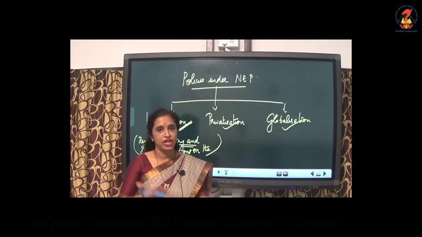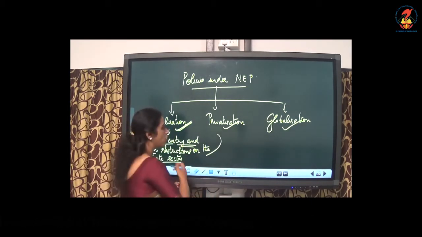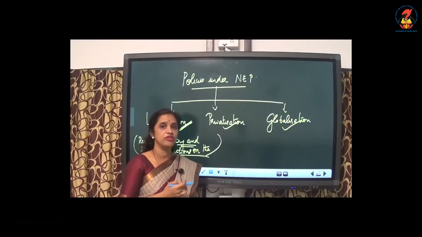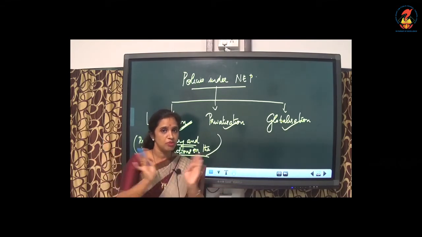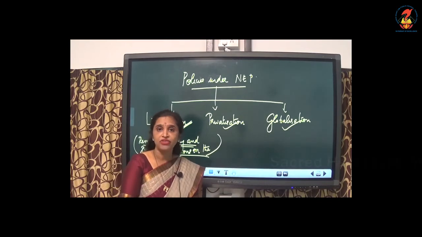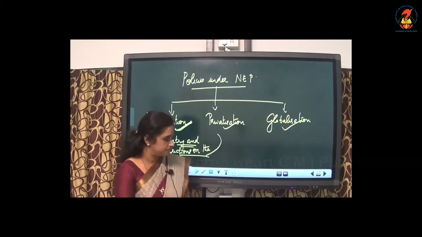Then only can the economy shoot up. So liberalization means removal of all kinds of entry and growth restrictions for whom? On the private sector. That means the private sector should be given more freedom for entry as well as for growth. Their growth and entry restrictions should be removed by the government. That is known as liberalization: freedom for the private sector to function in the economy.